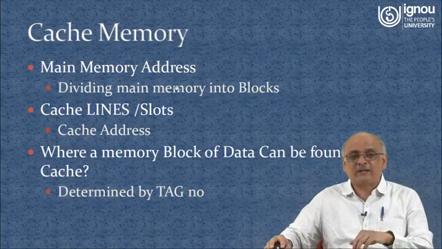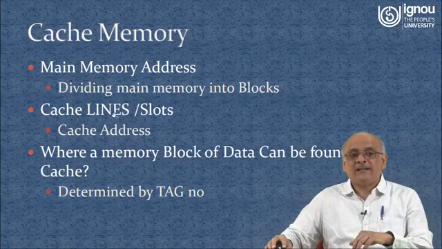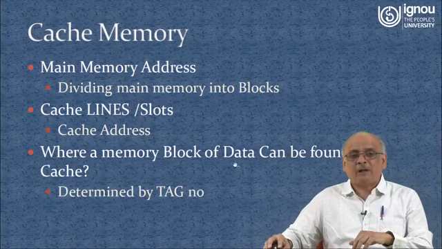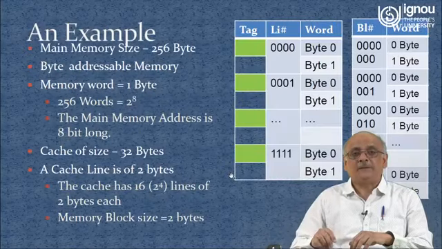We'll discuss this with the help of an example also. Then cache memory has lines or slots, and there is a cache address associated with each cache line also, just as the main memory has an address. And a memory block of data: in one line of cache, there will be a block of data of memory. And which block is there is determined by the tag number.